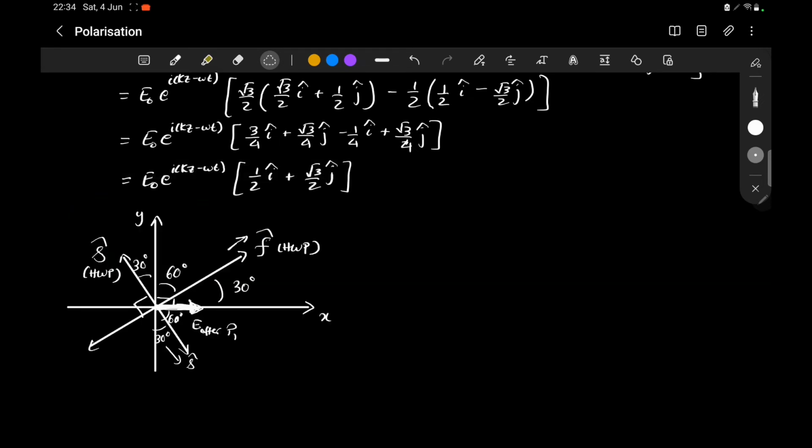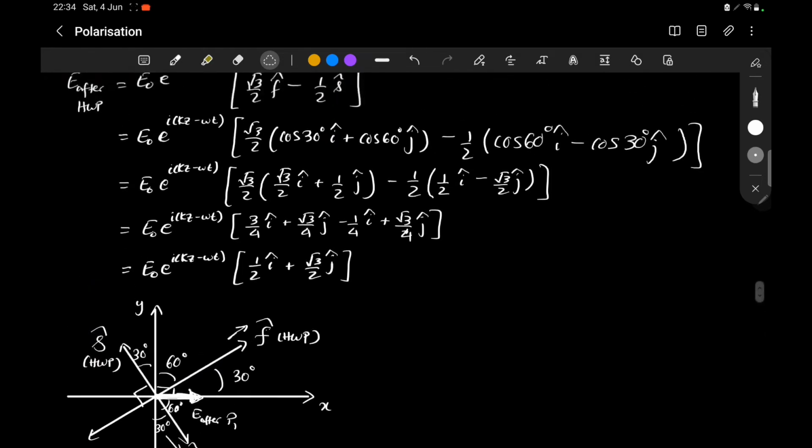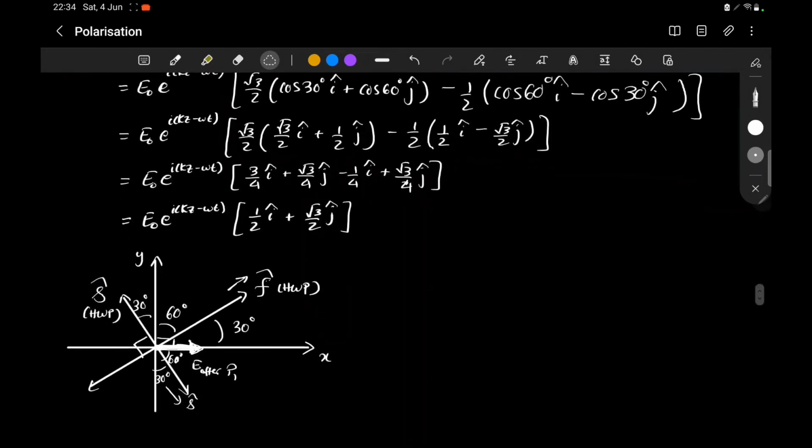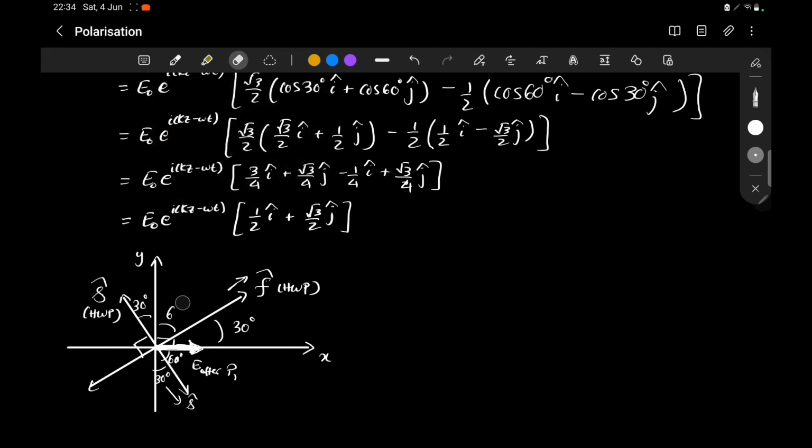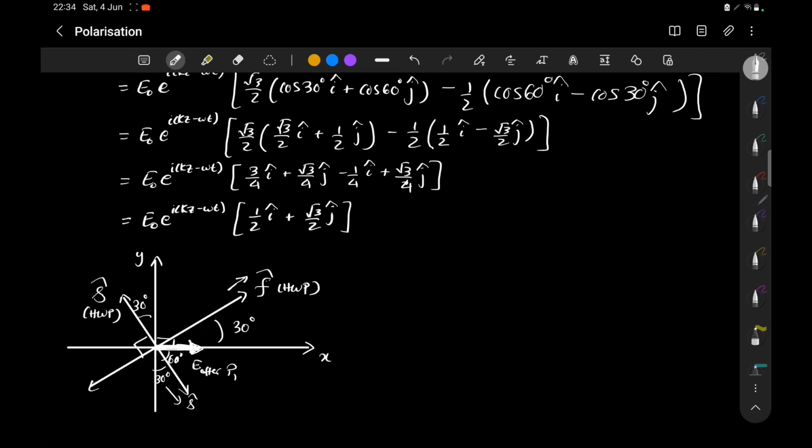So in this diagram, if we want to plot the electric field after the half wave plate, let us erase a few things. Let me choose a different color.